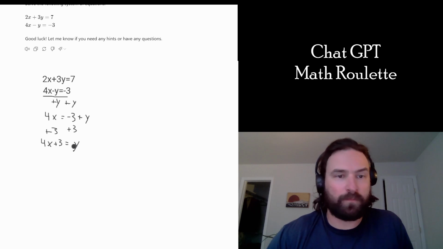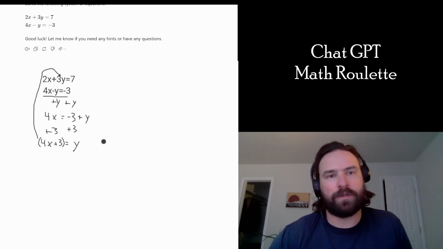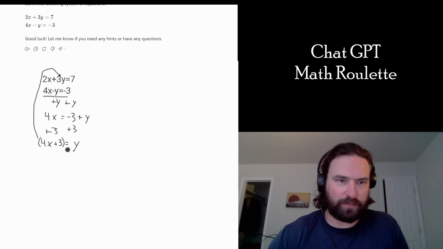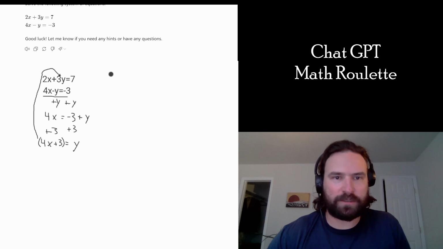And now that I have something that equals one of the variables, I can take this right here and plug this in for the y in the other equation. And that's where the substitution comes into play. We're substituting this thing that we made equal to y in for the y in the other equation. So that's going to give us 2x plus 3, and now instead of the y, we're going to write what we found is equal to y. So 4x plus 3. And that's going to equal 7, which is what it equals in this equation.